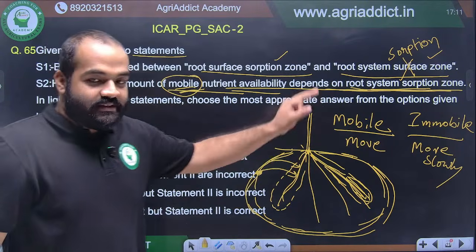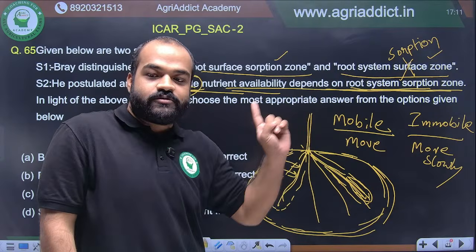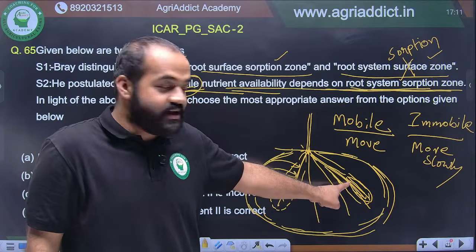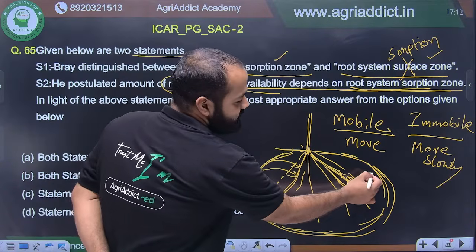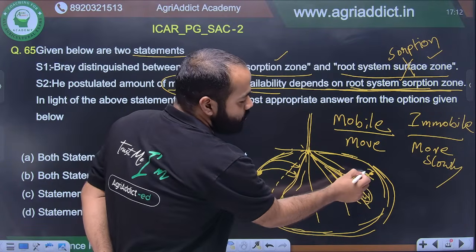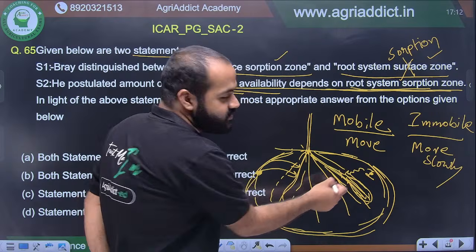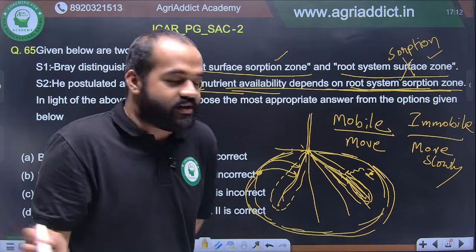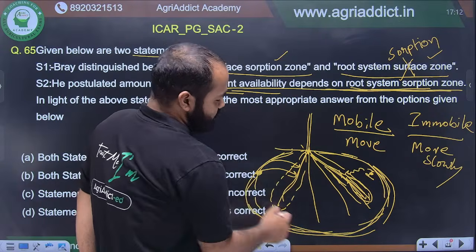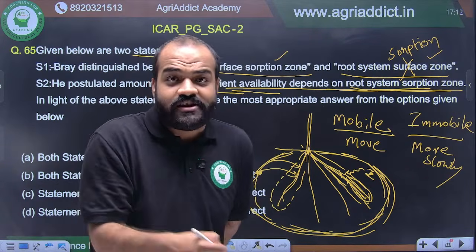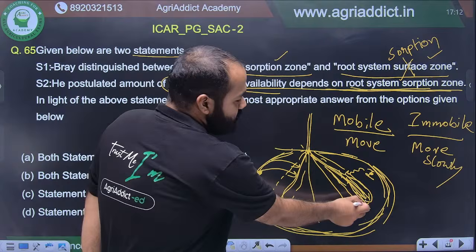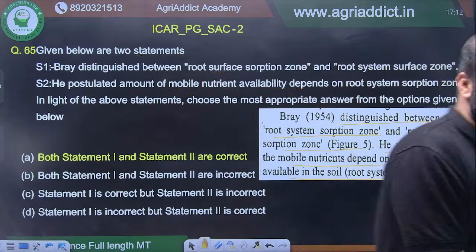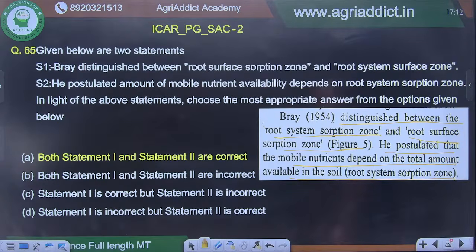If there is an immobile nutrient that is to be absorbed, and it is not in the surface sorption zone, it cannot go, because if an immobile nutrient is present here, for it to travel and come to the root surface will take a huge time, so it will not be absorbed. So if it is in the system and is to be absorbed, it should be mobile. And if it is at the surface and is to be absorbed, it should be immobile. So are you clear now? Tell me. This is very heartbreaking to see.